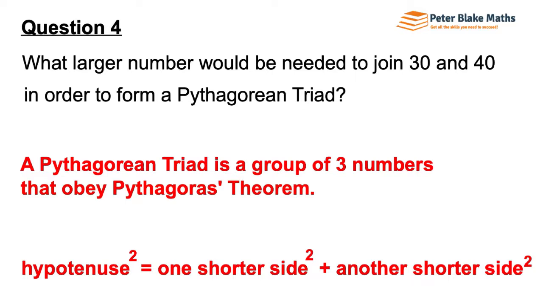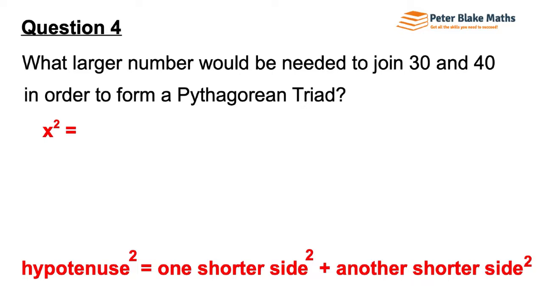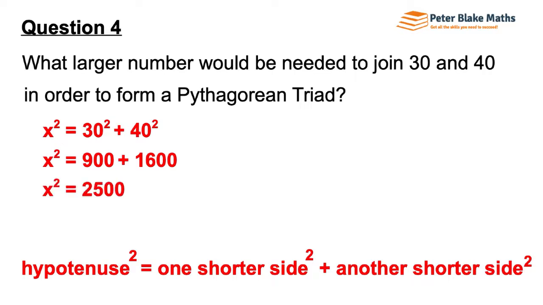Now, we've said in the question what larger number would be needed to join them. So we know that the 30 and the 40 are the shorter sides. So let's have a look. That larger number is going to be the hypotenuse. So x squared, if we call x the hypotenuse here, should equal 30 squared plus 40 squared if it fits the pattern. So x squared equals 900 plus 1600 when we square those two out. When we add the right-hand side numbers together, we get 2500.